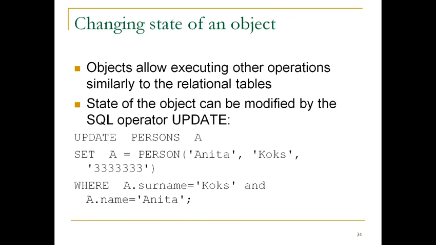Also, we can change objects in exactly the same way as the values in relational tables. We can consider this table to be a relational table and, for example, update persons A, set A equals to such an object where a surname equals what. We could also set, for example, A dot surname equals something else, just changing one attribute, not the whole object.